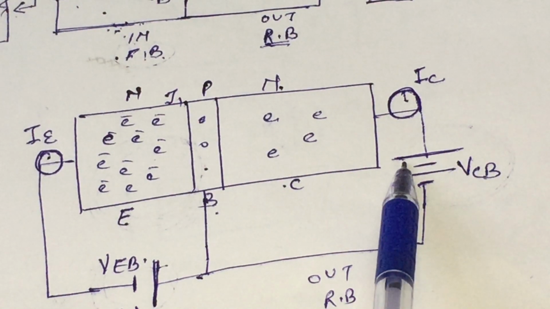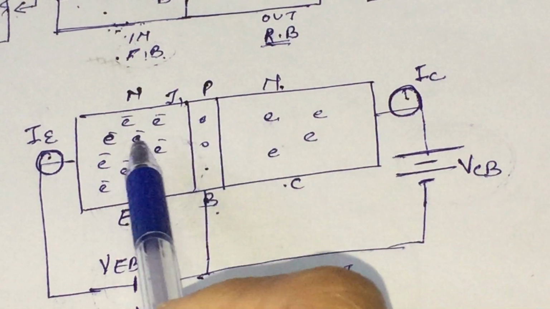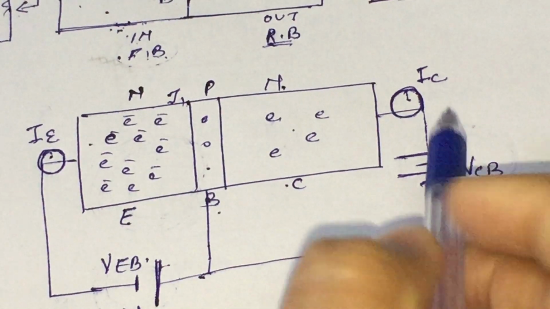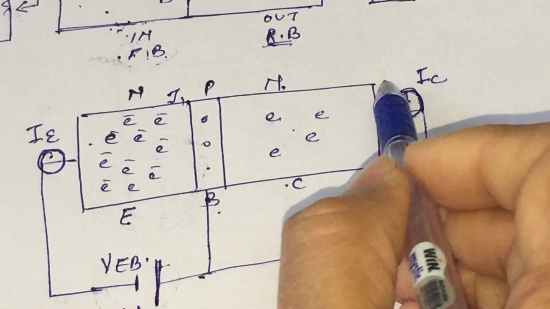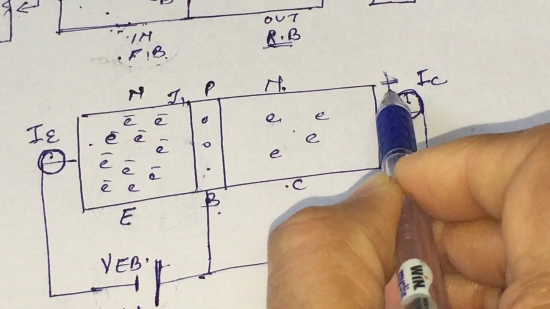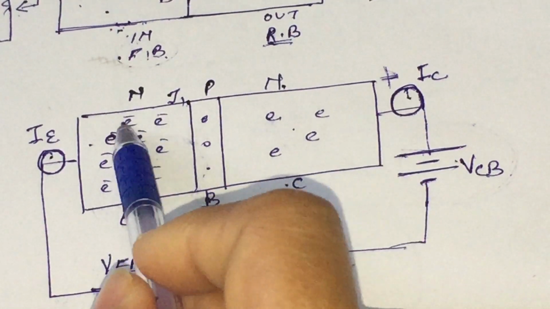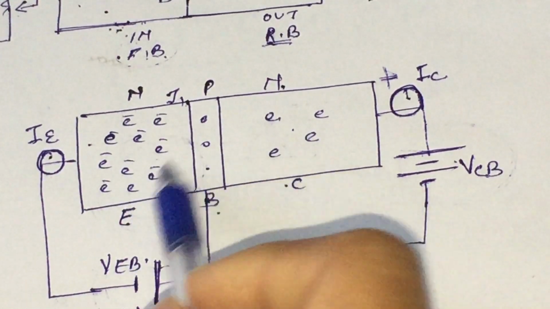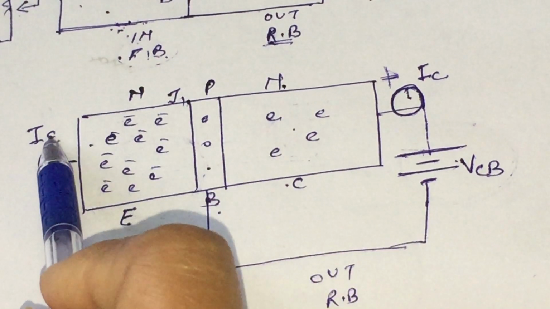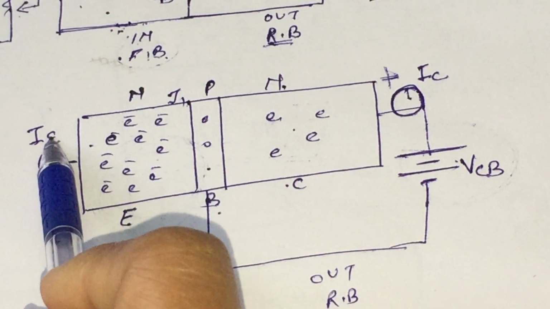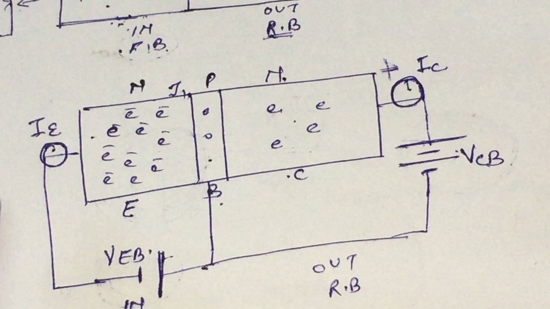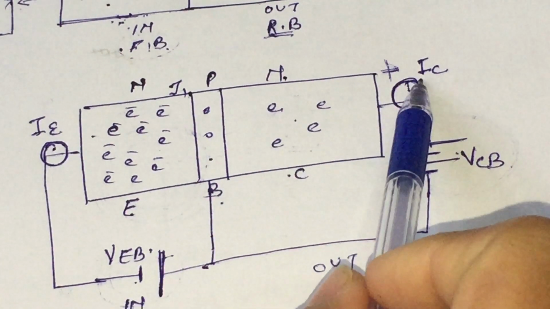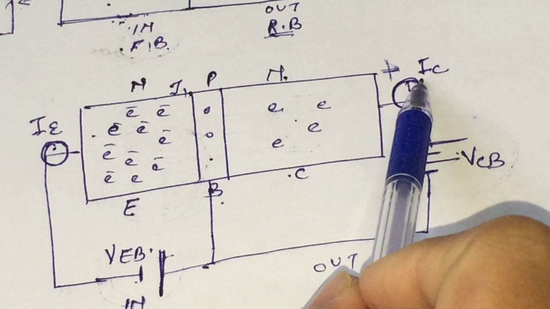But if the output voltage, that is VCB, is continuously changing, it can make our ammeter current change. As I see, this terminal, that is the collector terminal, is positively potentialized, so it will attract a large number of electrons, and due to the increase in the speed of the electrons, the ammeter current will increase. Hence, there are two factors which are influencing the input current: one is our input voltage and another is our output voltage.